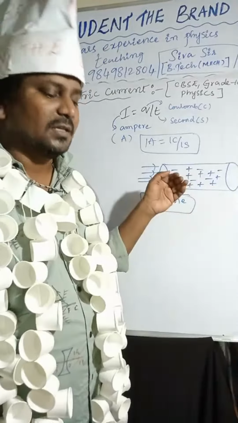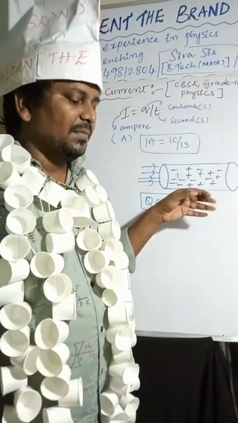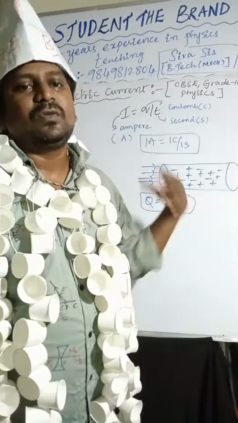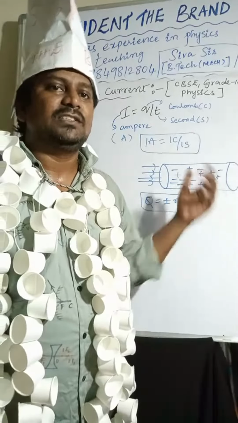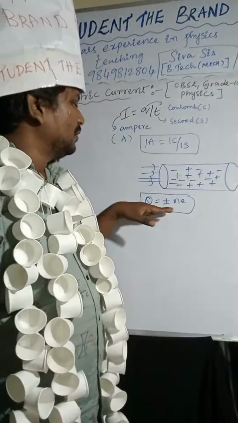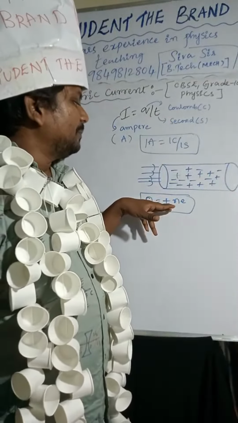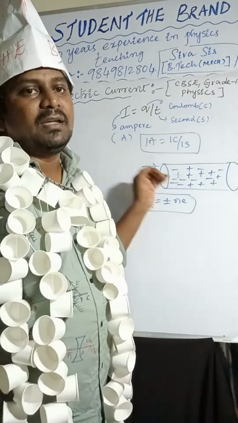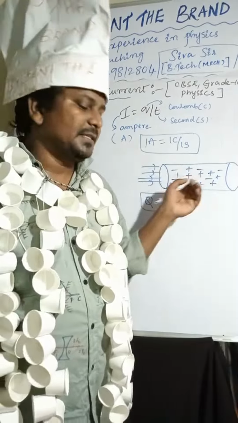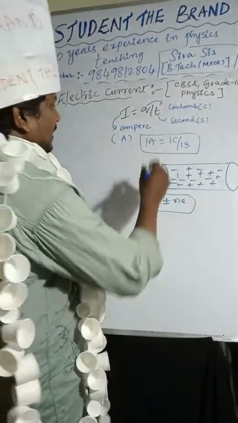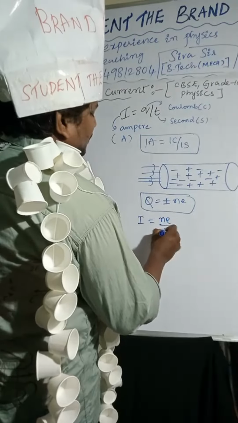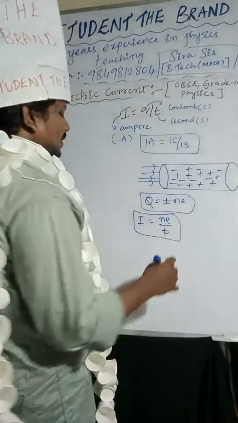So N is the number of electrons flowing inside the conductor. So there is a quantization of charge. Normally I equal to Q by T, right? In the place of Q, we will take plus or minus Ne. So here, I equal to Ne by T.